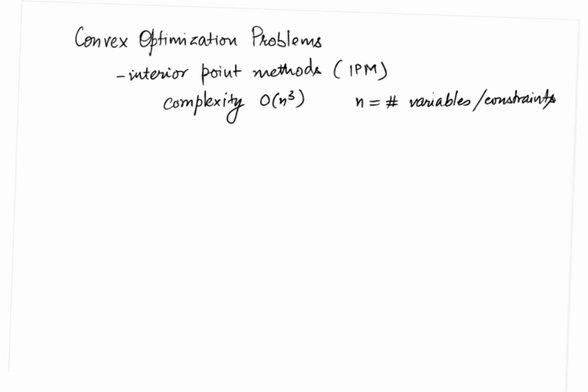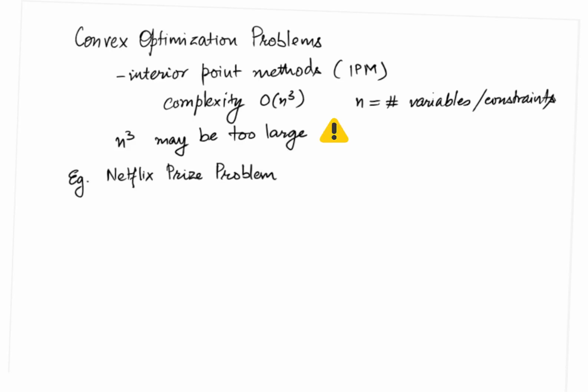Notwithstanding the success of interior point methods, they still are limited to small or moderate sized problems. On the other hand, many problems in machine learning and signal processing are high dimensional. That is, for these problems, n may be so large that n cube is unthinkable and interior point methods cannot be applied. For example, consider the Netflix prize problem, which was announced around 2008.